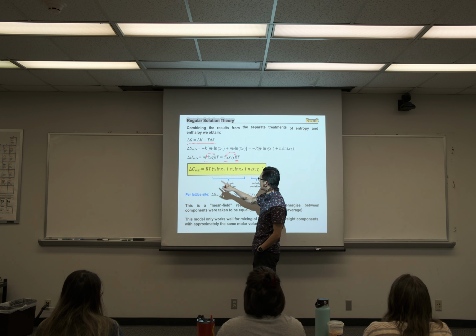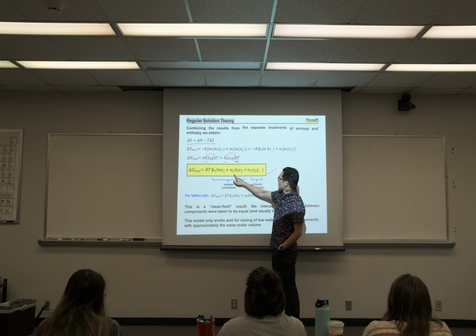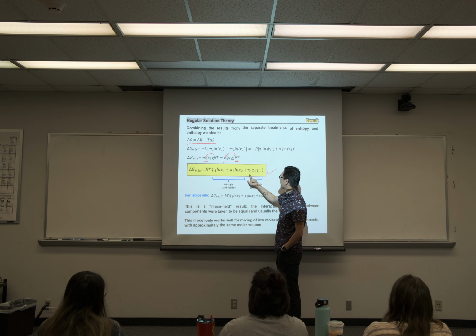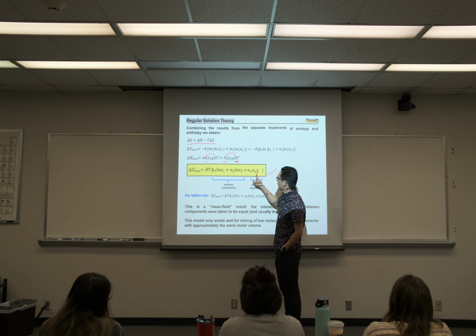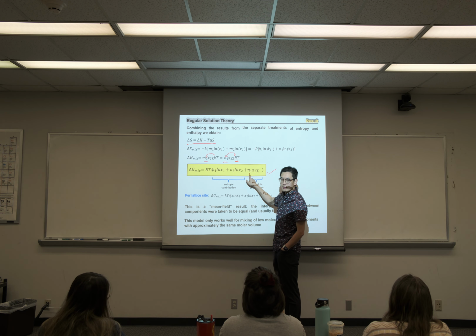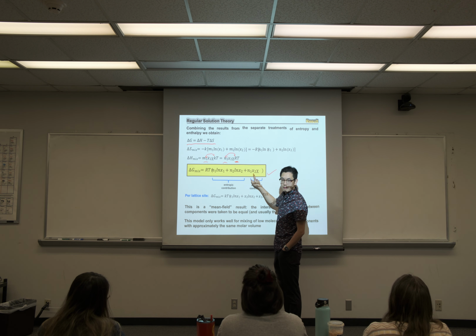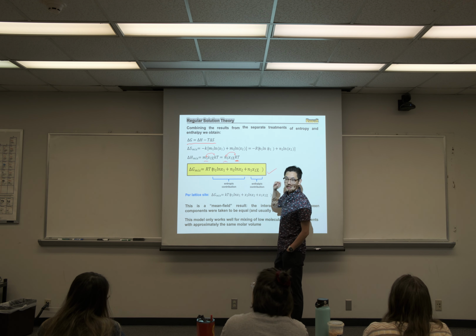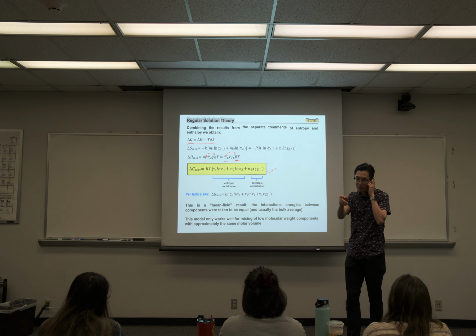Plus N2 times log x2, plus N1 times x2 times chi. So N1 is the number of the first molecule, and x1 would be the number fraction in this case. x2 equals N2 divided by N1 plus N2, times chi. Okay? You have a question, Amy?